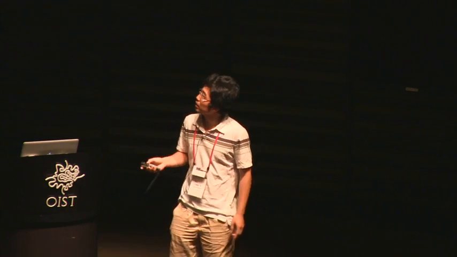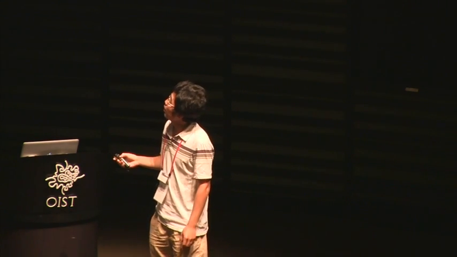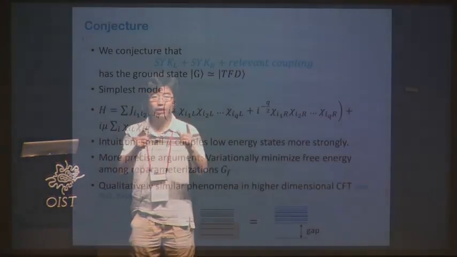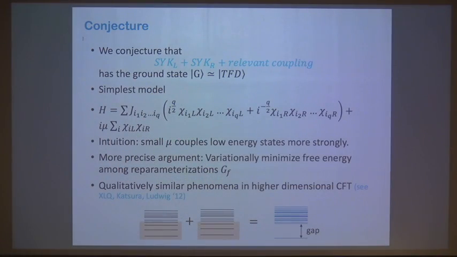So you can think of it as variationally finding the optimal solution in this low energy manifold. And that gives you this ground state, which looks like a thermofield double state, because you don't really have much choice in finding a state that has entanglement between the two systems.